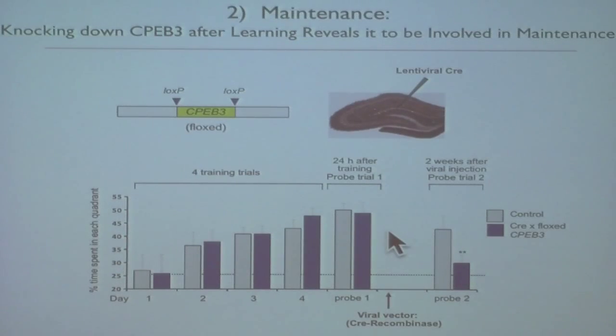If you now do a classical maintenance experiment, you have both lines of mice expressing CPEB3, but you have a locked CPEB3 present in the brain, which you can remove with a lentivirus Cre, so that after the animal has learned, this is the control, this is the mutant expressing the CPEB3 that is functional, but can be knocked out. We now knock it out, and we give a probe trial 2 weeks after we've injected the virus. Throughout all of this period, the gene is there. Now we knock the gene out, and you see that maintenance is severely interfered with.